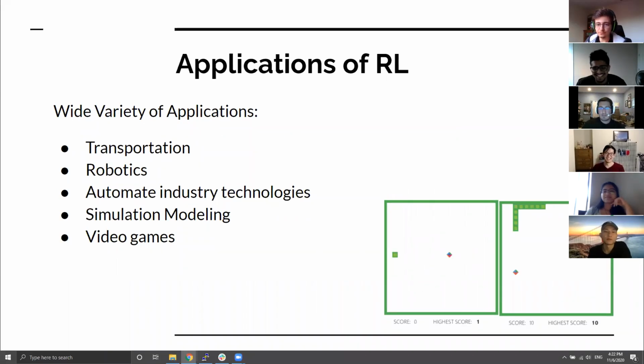All right, so let's reinforce our understanding of reinforcement learning. I think the idea of reinforcement learning pulls from human behavior. As humans, we often make mistakes in our everyday lives, but learning from our mistakes, or even being punished for them, allows us to make better judgments. I think the same applies to reinforcement learning. An agent interacts with its environment, and based on its inputs and actions, the environment rewards or punishes the agent. Here we have a wide variety of applications for reinforcement learning, such as transportation, robotics, automating industry technologies, simulation modeling, or even video games.